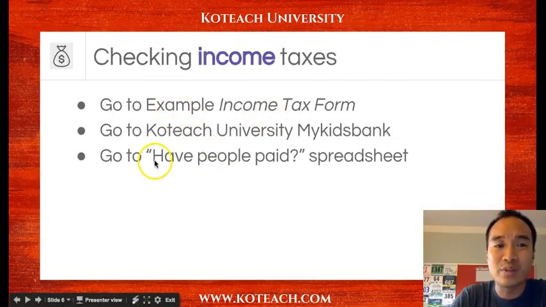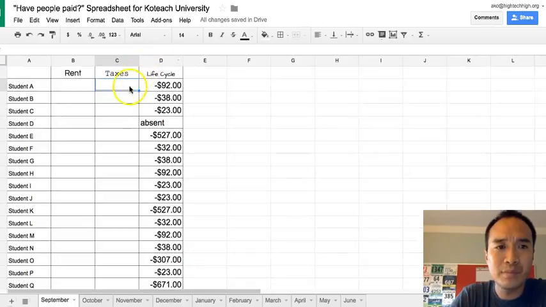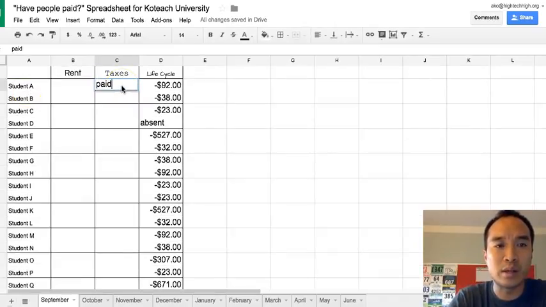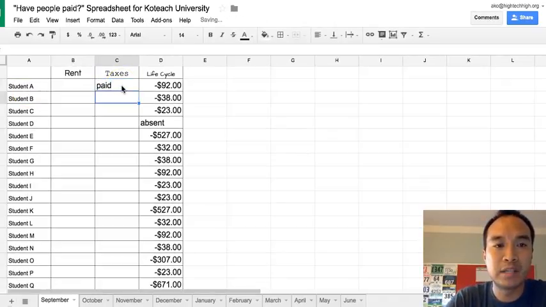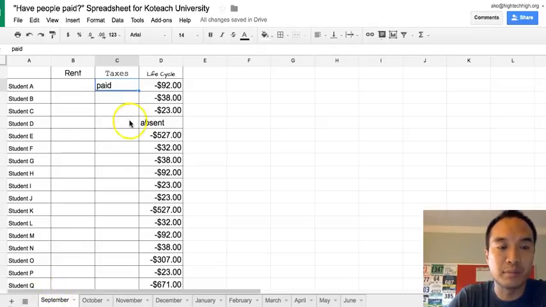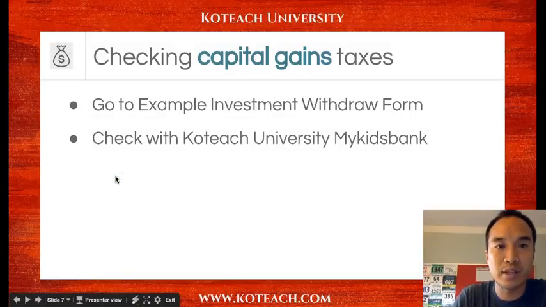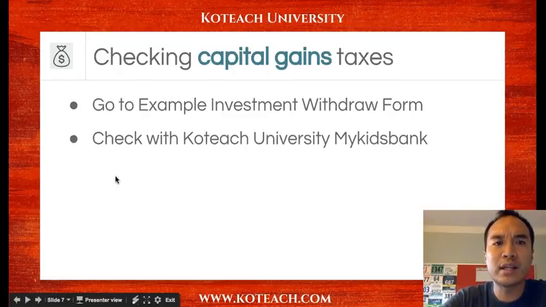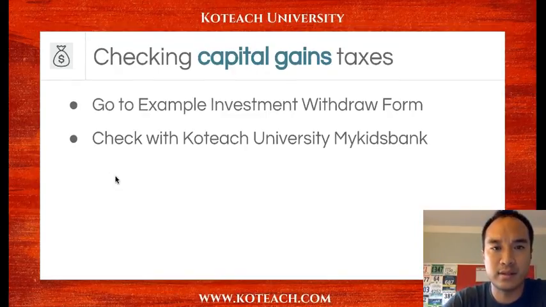They've paid. So now let's go update the have people paid spreadsheet. For student A, taxes, you're just going to write paid. That tells everybody that student A has paid their taxes for this particular month down here. Don't worry about writing the amounts. We only need that for the life cycle. All right, so that's checking income taxes. Let's go to checking capital gains taxes.